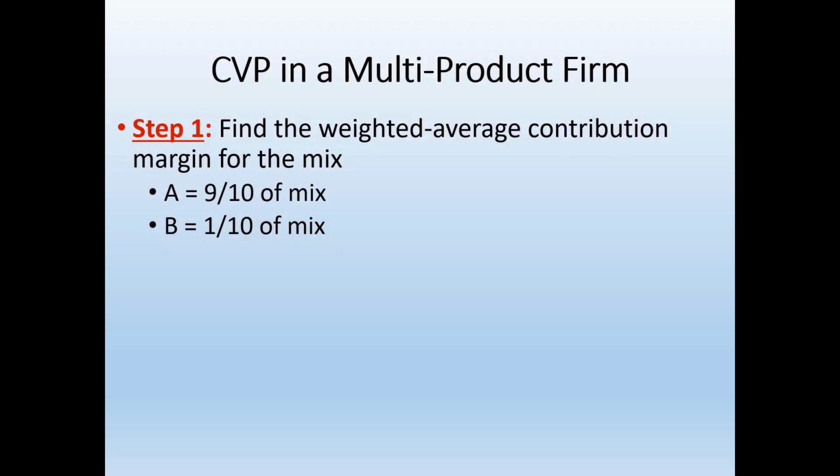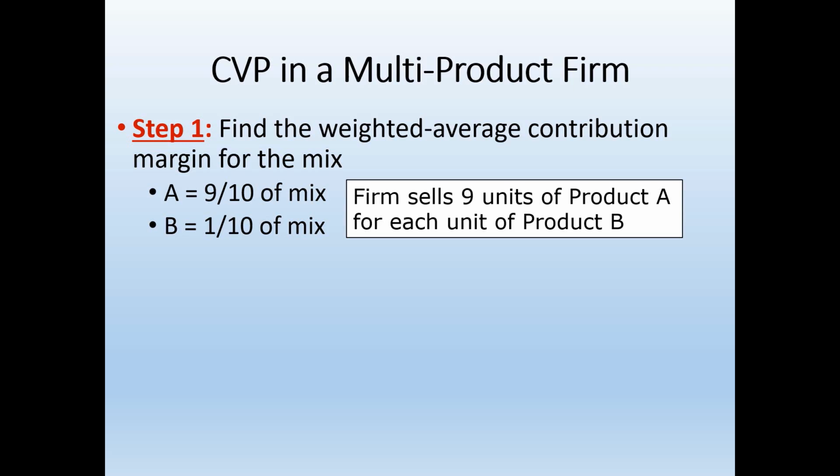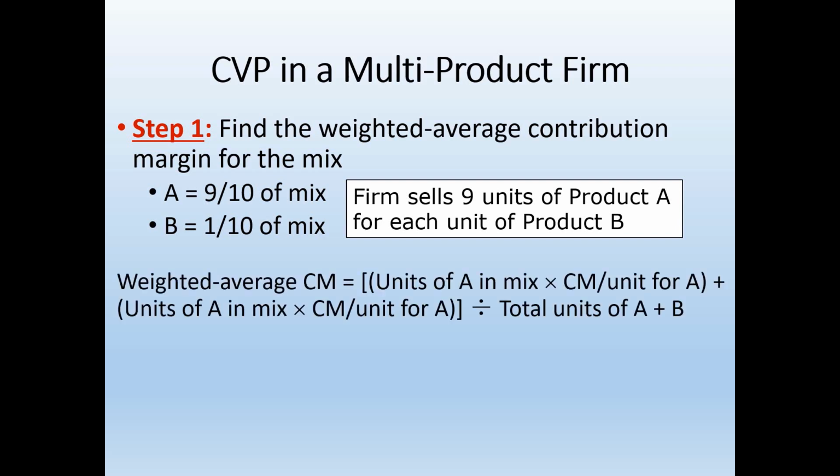To do cost volume profit analysis for a multi-product firm, we first need to find what's called the weighted average contribution margin for the mix. We know that 9/10 of the units that Acme sells are product A and 1/10 is product B. That means that Acme estimates it will sell 9 units of A for each 1 unit of B. To find the weighted average contribution margin, we have to combine the contribution margins of the two products in proportion to their contribution to the total mix.